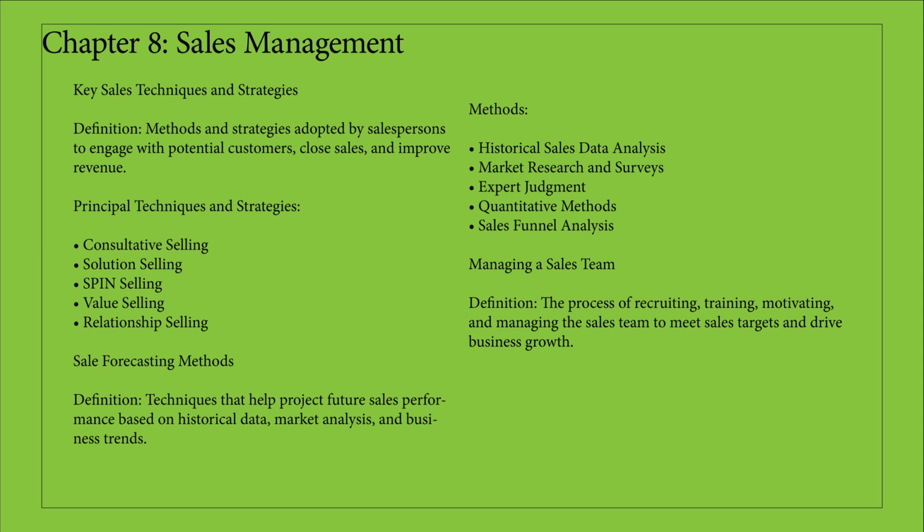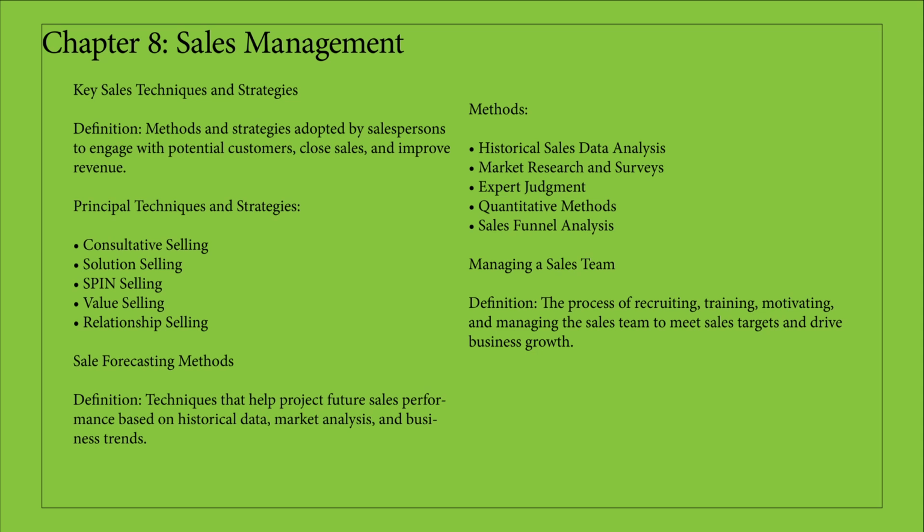Quantitative methods. There are statistical models and mathematical techniques that forecast sales. Examples include regression analysis and time series analysis. For example, using regression analysis to predict sales from variables such as advertising spend and economic indicators. Sales funnel analysis. A review of the sales pipeline, which projects future sales using stages and conversion rates in the funnel. For example, the number of leads, opportunities, closed deals, etc., are analyzed to project the future performance of sales.